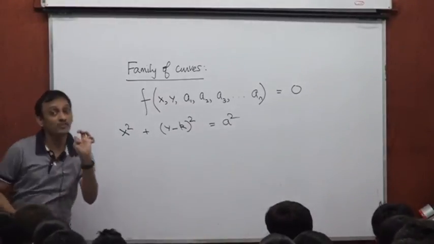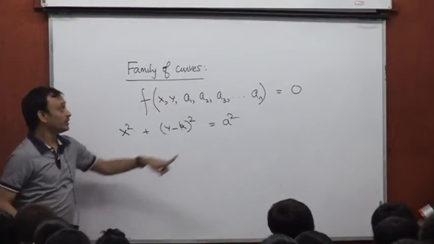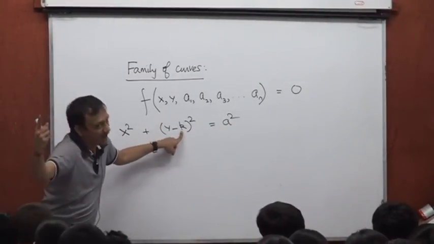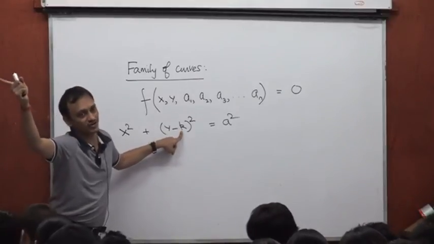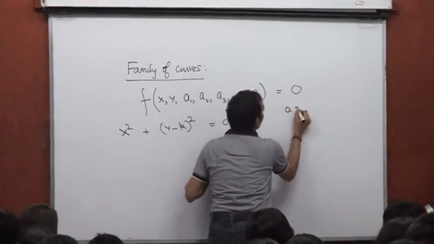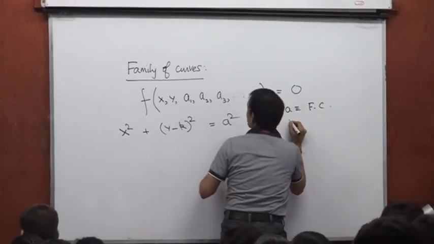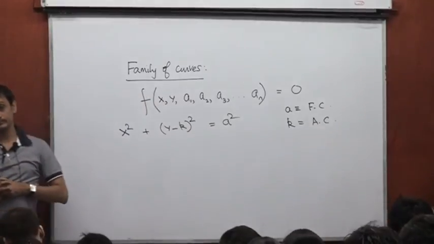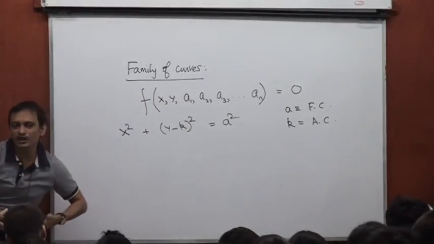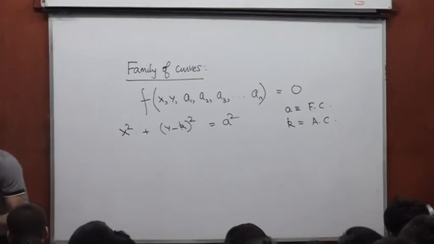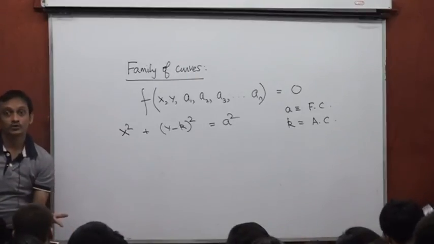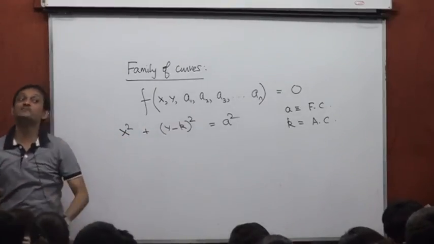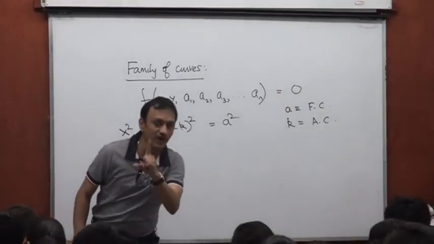Now, the family that we are talking of is one in which a is a fixed constant, same value, but k is an arbitrary constant. So in this case, a is a fixed constant, whereas k is an arbitrary constant. So in order to find the differential equation, what am I entitled to eliminate? k. And since there is one arbitrary constant, you would expect the order of the differential equation to be 1.